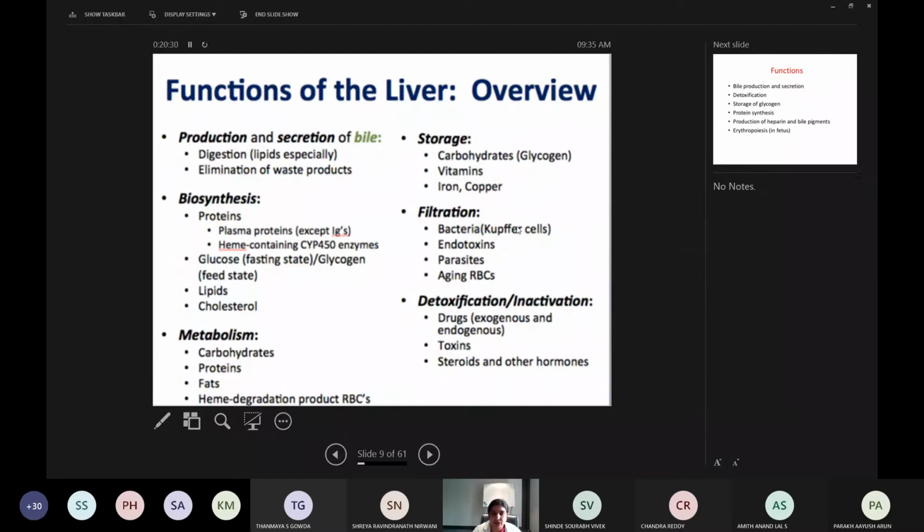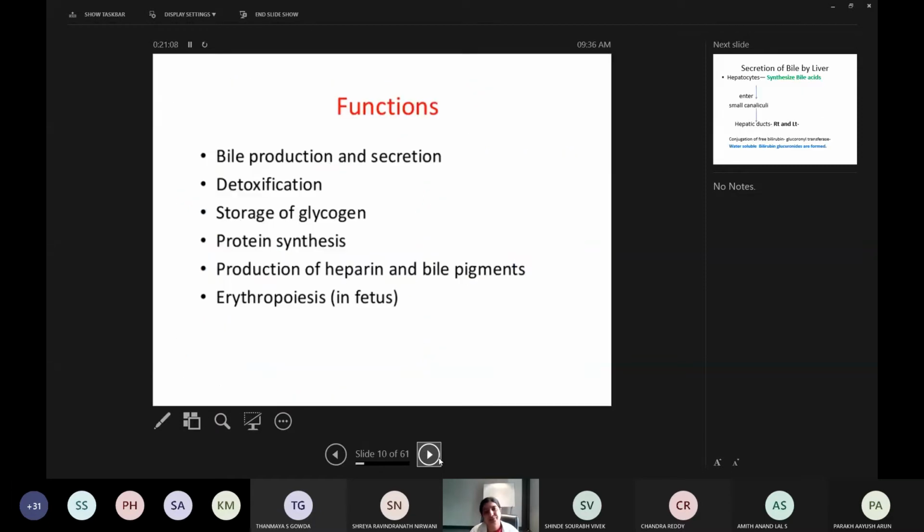So if you remember the functions properly, you will be able to know the applied or clinical aspect very easily. If the defect is there in storage, what clinical symptoms will occur? If there is liver derangement in filtration, what will happen? If the liver cells are incapable of doing proper detoxification or inactivation of the drugs or hormones, what will happen? Same thing applies when metabolism is affected. So the applied aspect is directly related to the functions.